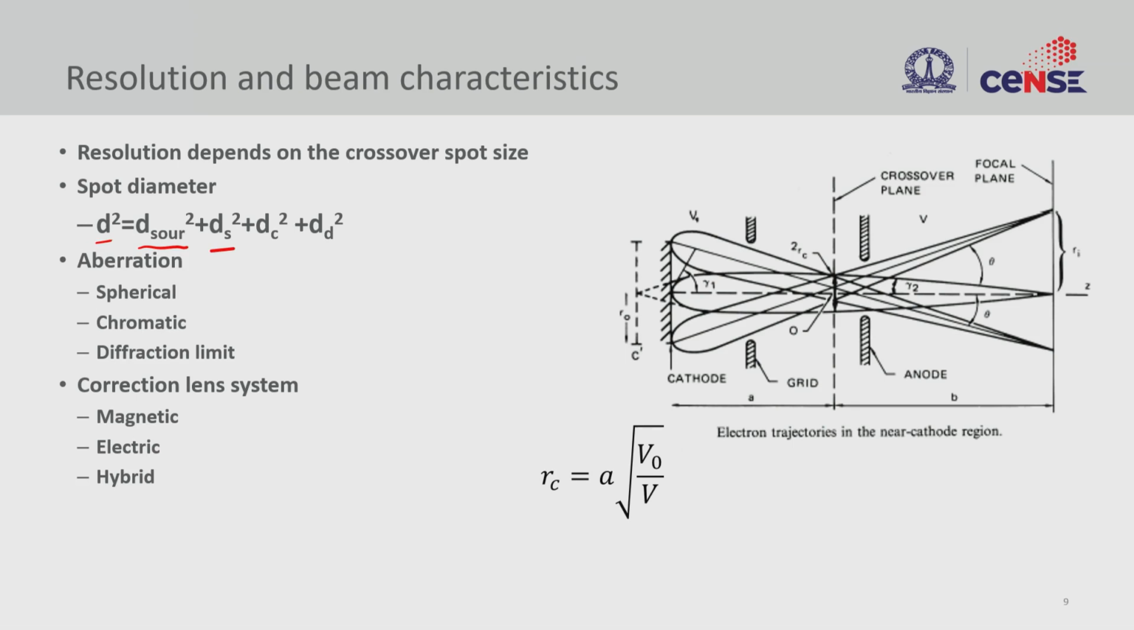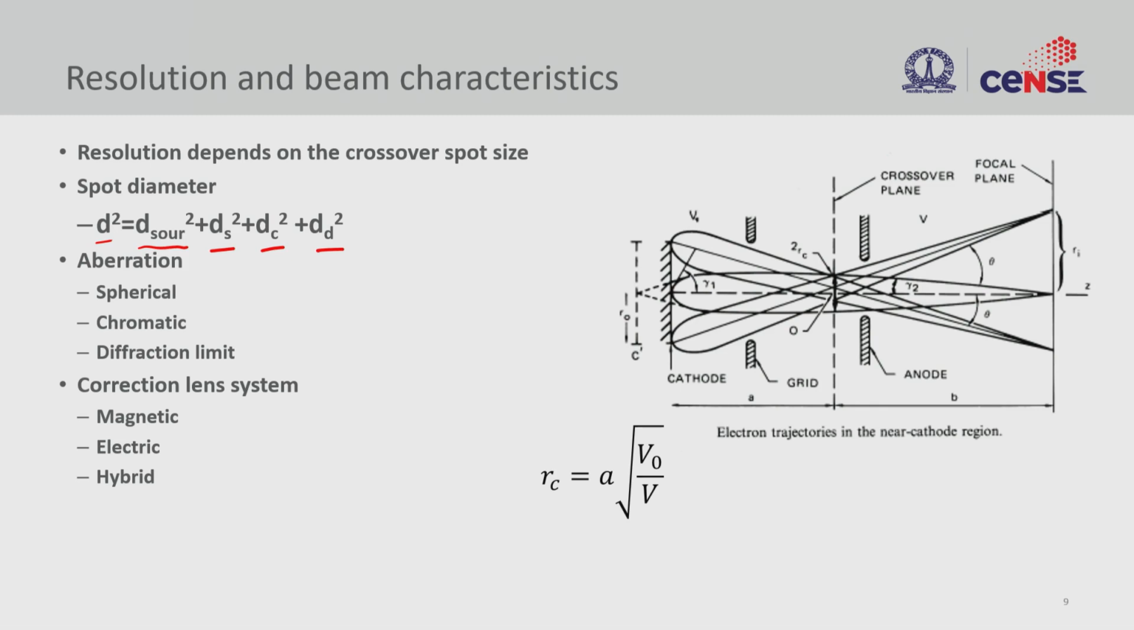Aberrations are undesirable distortions in the beam that you get. So there is spherical aberration, and then you have chromatic aberration, and then you have a diffraction limit. These are all the factors that determine your final spot diameter. So we will look at them one by one.